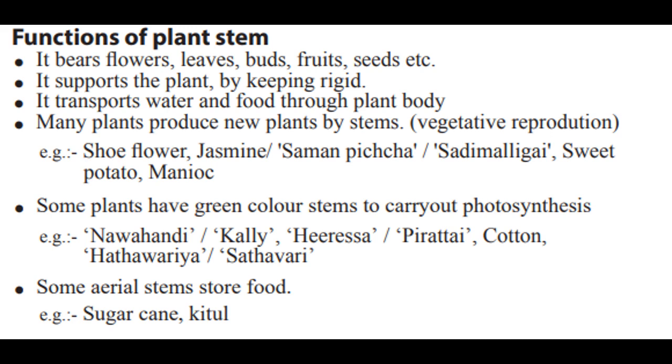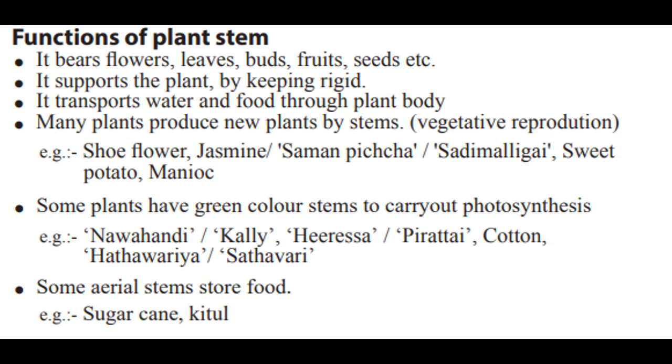So what are the functions of plant stems? We will go through this again, right? So I told you there are three main functions of plant stems and other functions as well. Okay. Number one, bears flowers, fruits, leaves, buds, and seeds. Number two, supports the plant by keeping it rigid. Understand? Number three, transports water and food through the plant body.